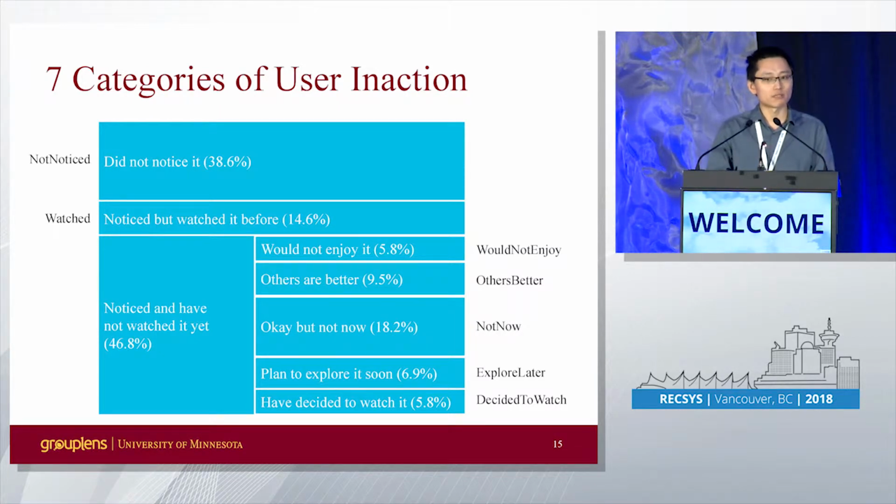In 18% of the cases, users think the recommendations are okay, but not now. The context is not right, maybe in the future. In 7% of the cases, users plan to explore it soon in the next few pages. And in 6% of the cases, users have decided to watch it. So they have made the decision, although, remember, this is an inaction item. They did nothing on that item. So for example, the YouTube case.